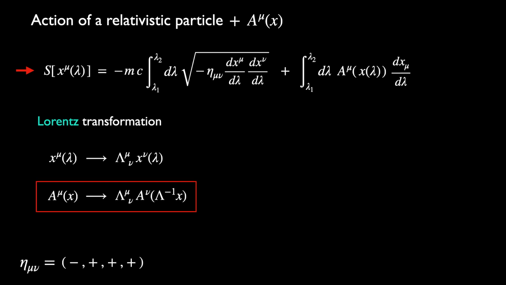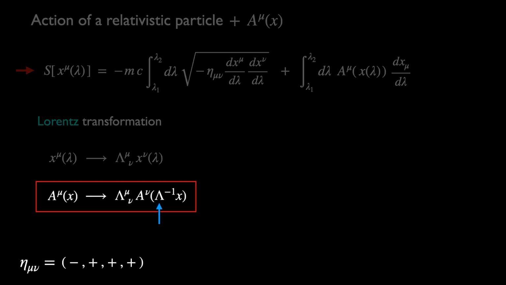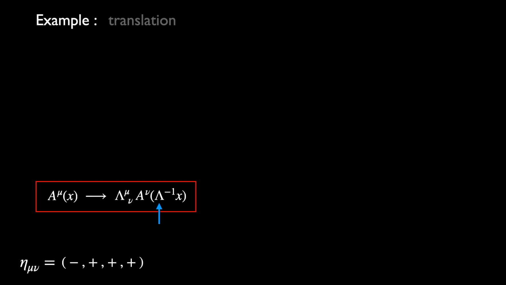Being a vector, its components are just transformed by Λ. This is straightforward. The transformation of its argument requires further explanation. We can think of this as actually moving the field. Why this inverse Λ can be understood with a simple example. Let's just look at the translation. The translation of a point x by a is just shifting its position by a.